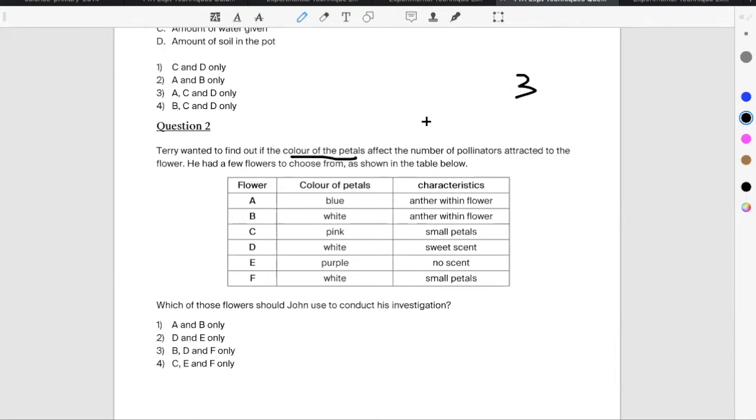So whatever you use, the color cannot be the same. So in this case, I will definitely choose number 1, right? Because if I look at A and B, the colors are different, but the characteristics are the same. Can I choose D and E? No, because the characteristics are different. Can I choose B, D, and F? No, why? Because if you look at B, D, F, the colors are all the same, but that's supposed to be the change variable. C, E, F, the colors are different, characteristics are different, so I cannot choose that as well. That's it. It's a very simple question.